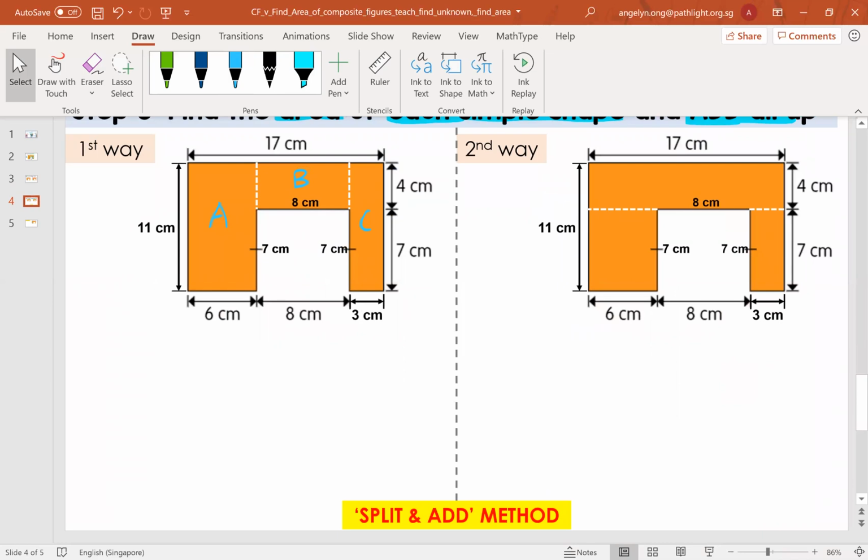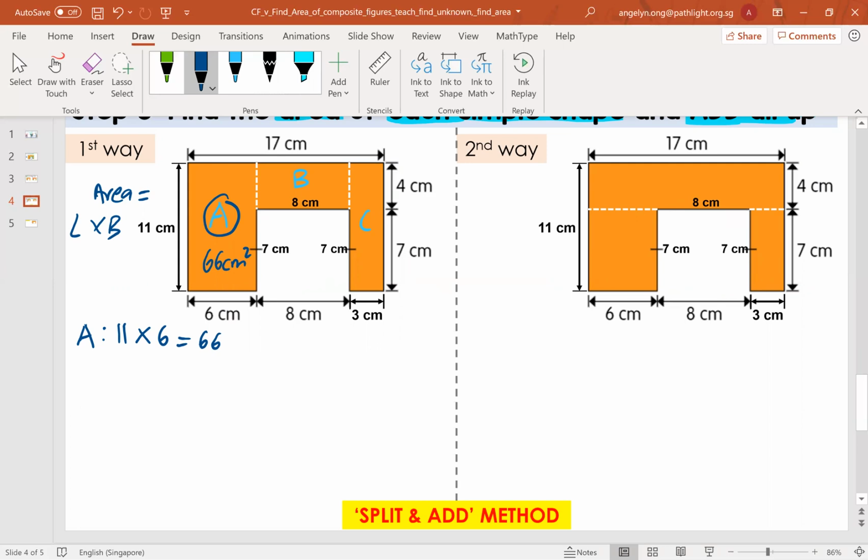First way, okay, so let's find the area of rectangle A first. Remember, area equals length times breadth, right? Okay, so the length of rectangle A is 11 cm. I'm going to multiply by 6 cm. So 11 times 6 will give me 66. Okay, so the area of rectangle A is 66 cm squared. Now I'm going to do rectangle B. Sorry.